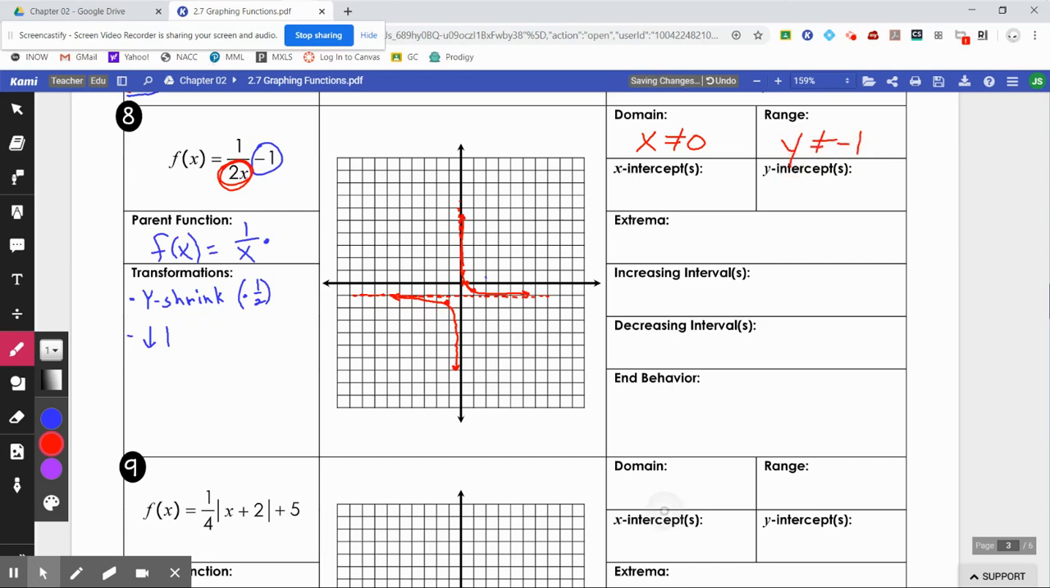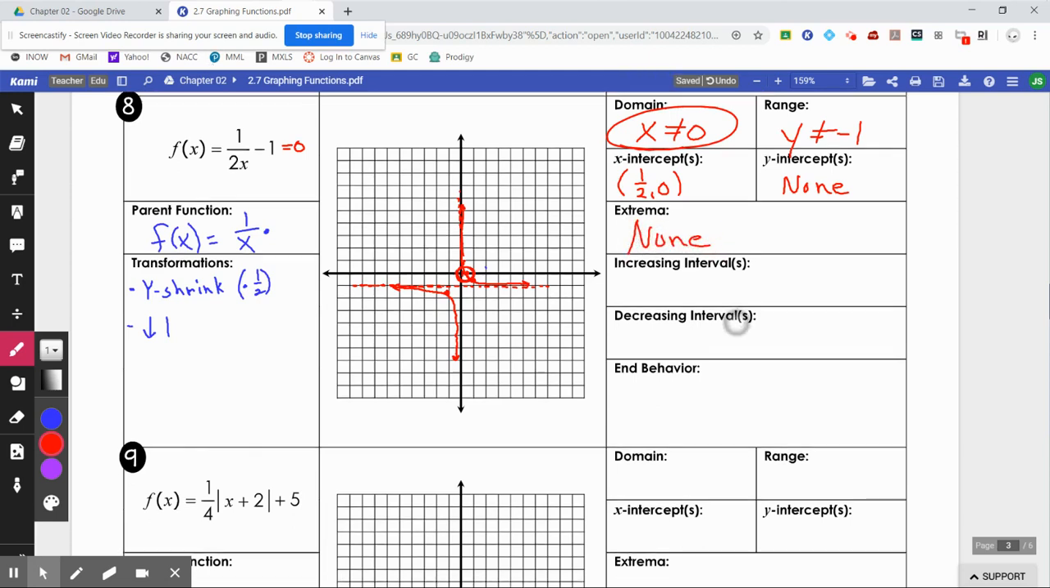My x-intercepts, I do have an x-intercept right here, and we can find that by simply setting this thing equal to 0, move the 1 over, and do the operations there, and you're going to get that you have an x-intercept at 1/2, 0. Your y-intercept, again, this thing never touches the y-axis, so therefore it's not going to cross it, because x is never equal to 0. So therefore, there will be no y-intercepts. Extrema, there's no extreme high points or low points, so there are none.